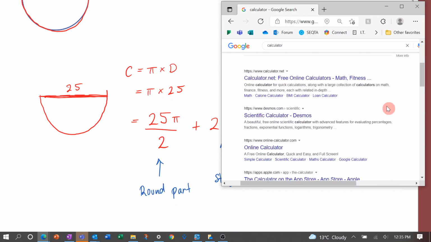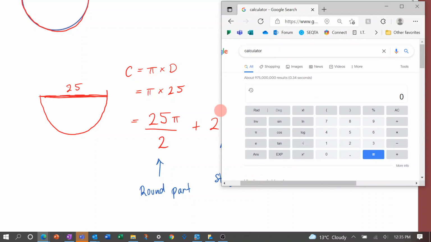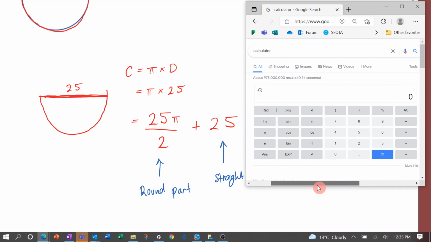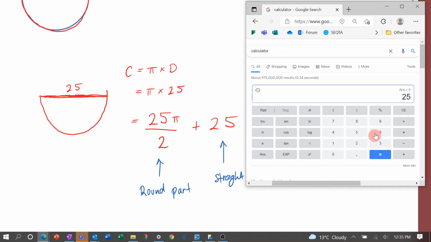So let's come over here and let's use our calculator to do this. All right, so I'm going to go 25 times pi equals this, but then I need to halve it, so divide it by 2 is that. Then I need a plus 25 onto it. Plus 25 is going to be 64.2699.